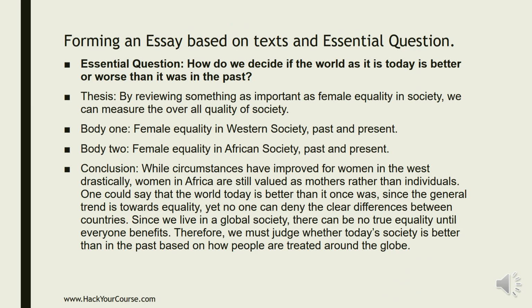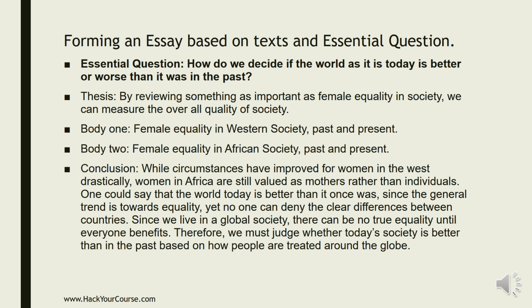As I mentioned, that organizer becomes the form for your essay. So returning back to the essential question, how do we decide if the world today is better or worse than it was in the past? You can see how my thesis is formed with this question in mind. So the thesis becomes, by reviewing something as important as female equality in society, we can measure the overall quality of society.